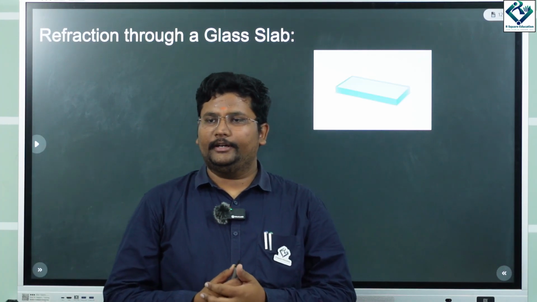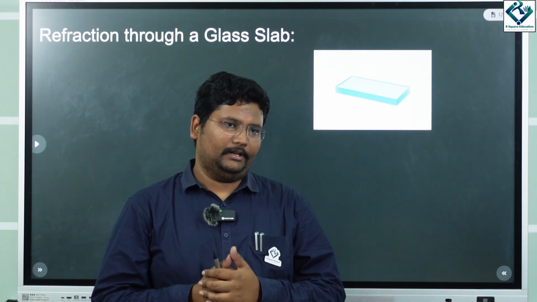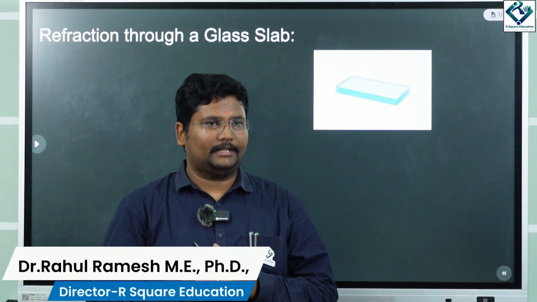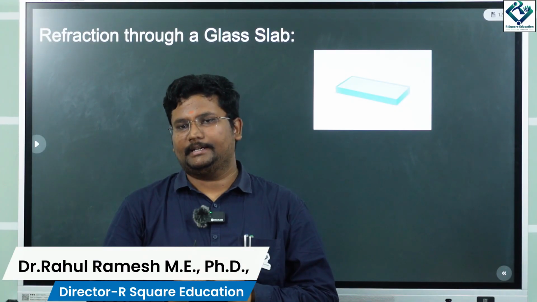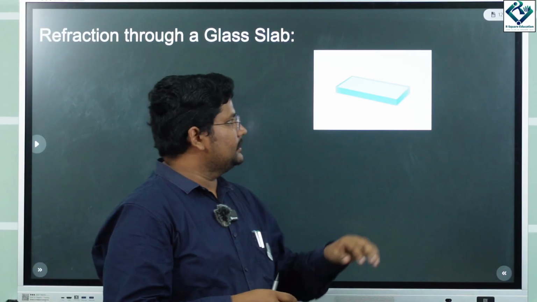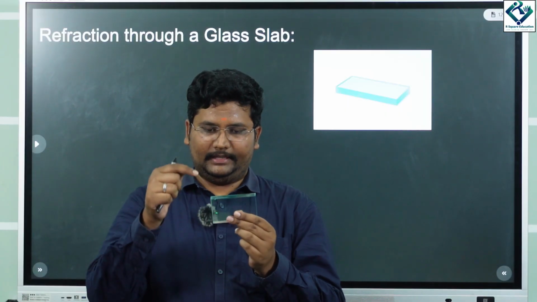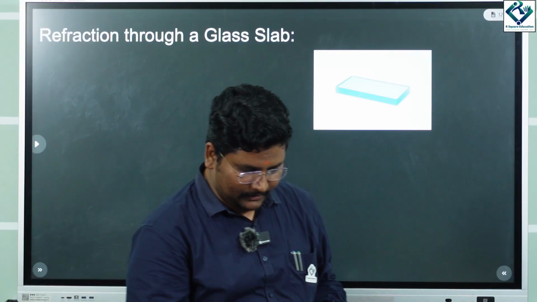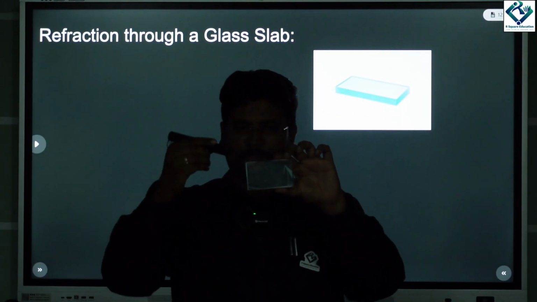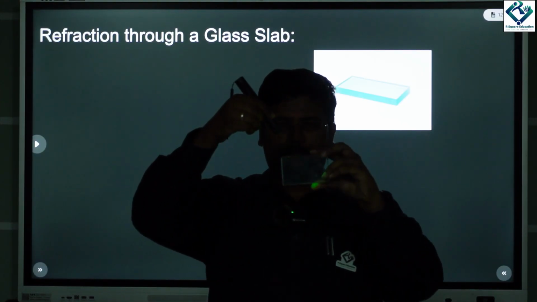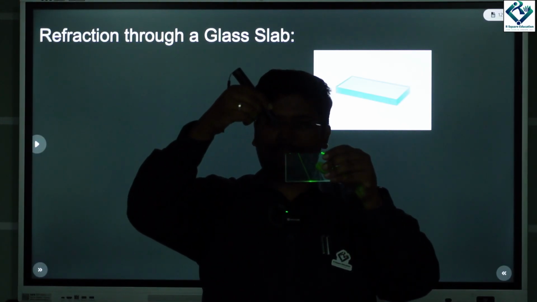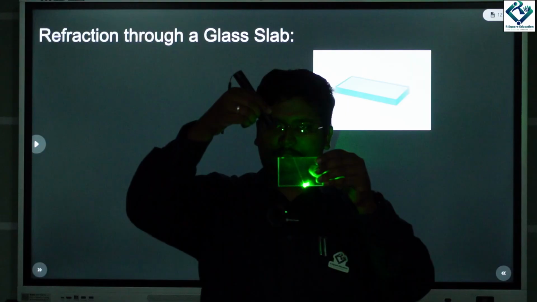Okay, so we are going to consider a glass slab and derive what is happening when light is passed through the glass slab. This is nothing but a glass slab which we have in our hand. When the light is going to pass through this, obviously what will happen? Can you see this? Yes, the light is going to bend, correct?